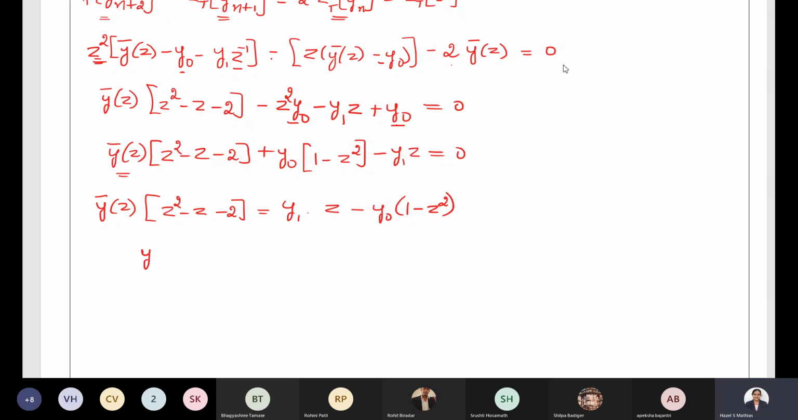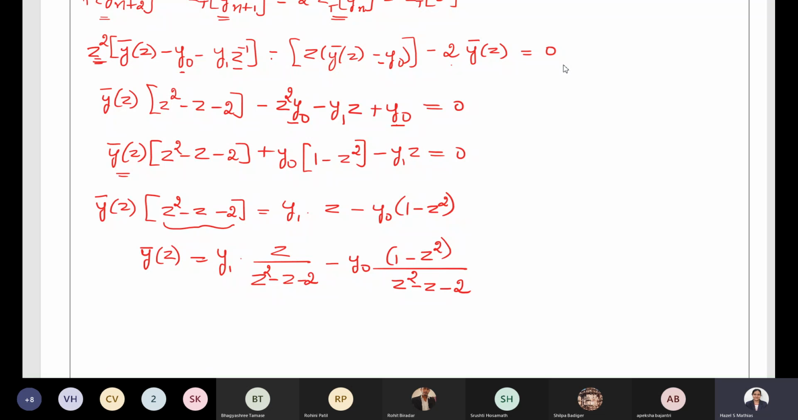Next, we get what we have to find. What is y bar of Z? You divide the entire expression by this. So what do we get? Y1 into Z by Z square minus Z minus 2, then minus y naught into 1 minus Z square divided by Z square minus Z minus 2. What do we do next? Just check whether we can simplify this Z square minus Z minus 2.